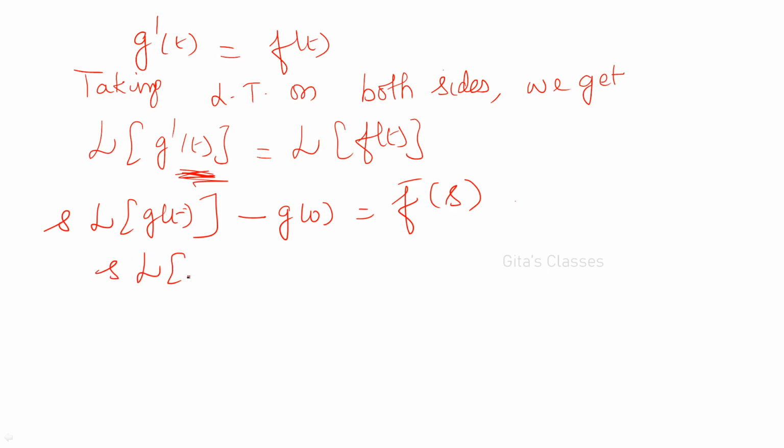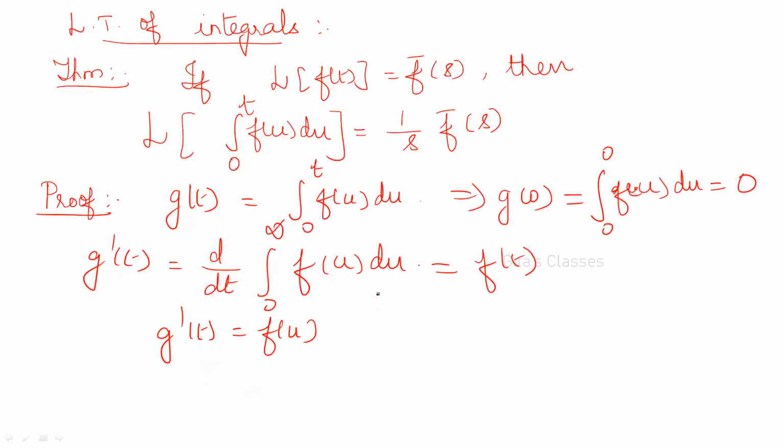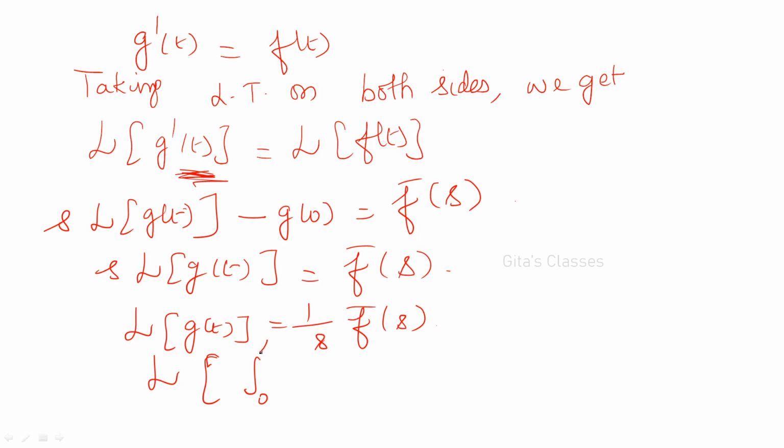That is s into L of g of t is equal to f bar of s. Therefore, L of g of t is equal to 1 by s into f bar of s. What is L of g of t? We have assumed g of t is equal to integral 0 to t f of u du, right? So L of integral 0 to t f of u du is equal to 1 by s into f bar of s. This is what we want to prove.